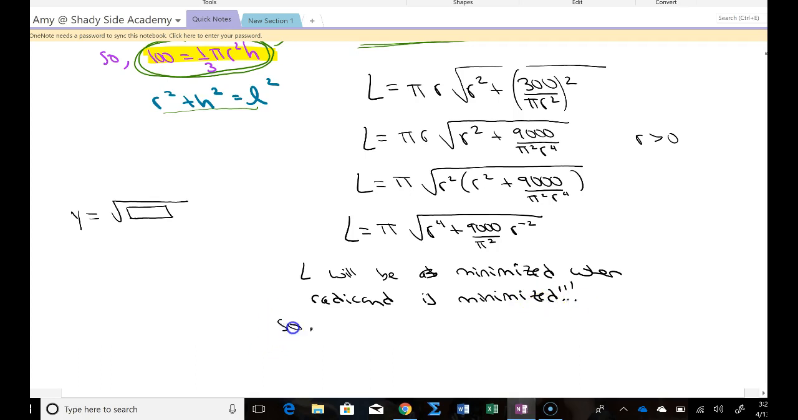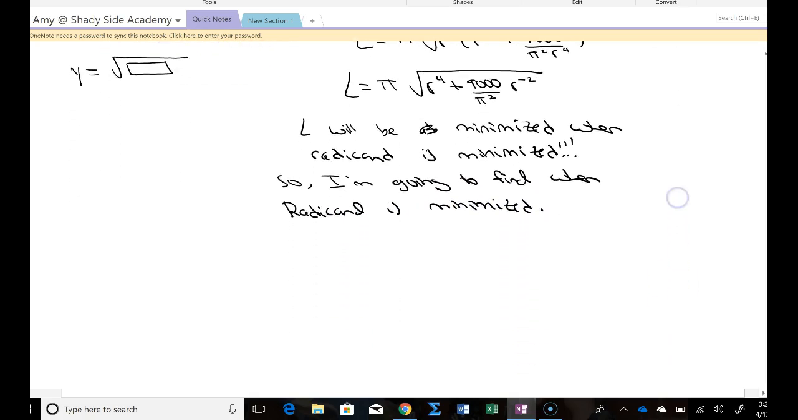Right? So I'm just going to minimize. I'm going to find when the radicand is minimized. So I'm going to minimize the radicand. What's the radicand? I'll call it R. Oh, I can't call it R, I have a little r here. Let's call it capital R. The radicand is r to the fourth plus 9,000 over pi squared r to the negative second.